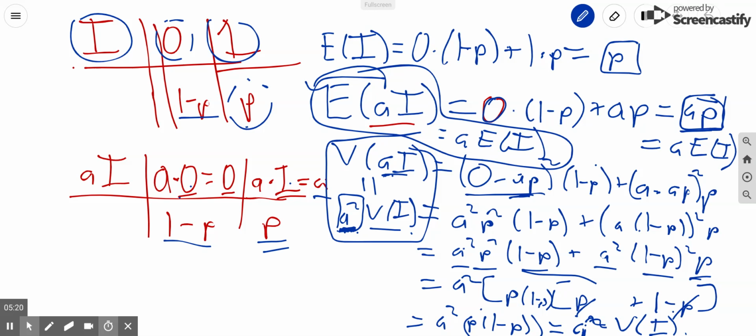But this is how we deal with it when you multiply by a scalar. Expected value works really nice. You can just pull the scalar out front. Variance works pretty nicely. You just pull the scalar out, but you have to square it.